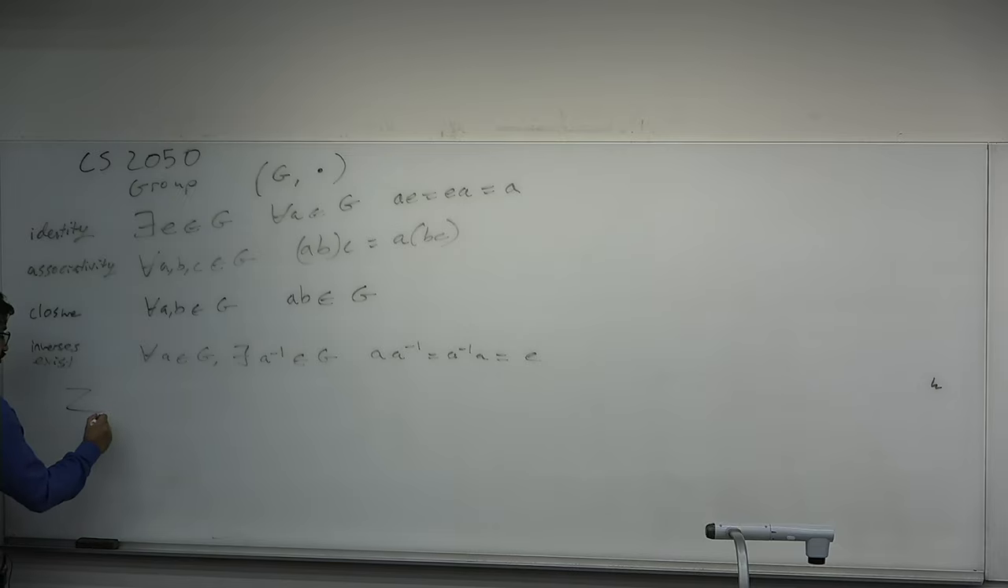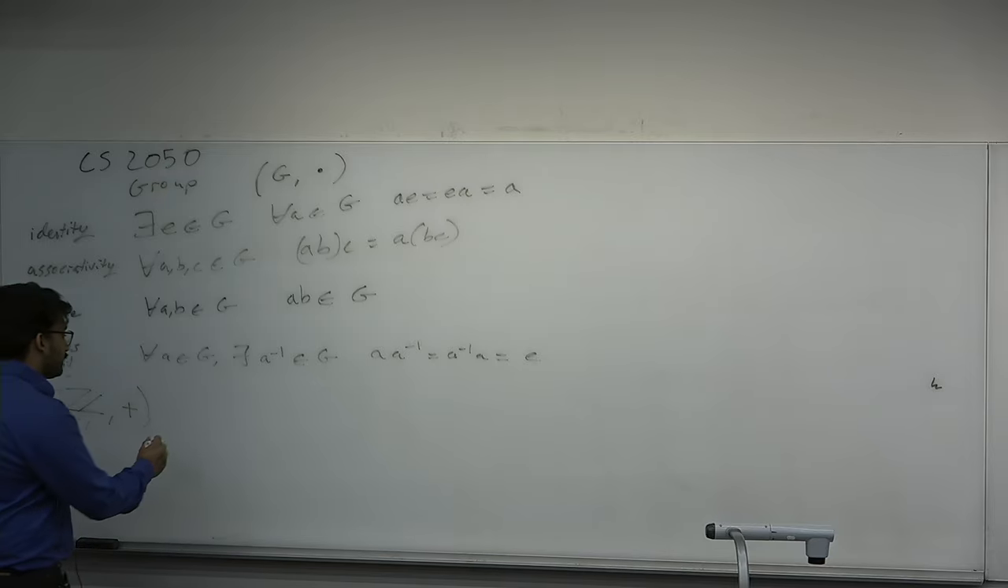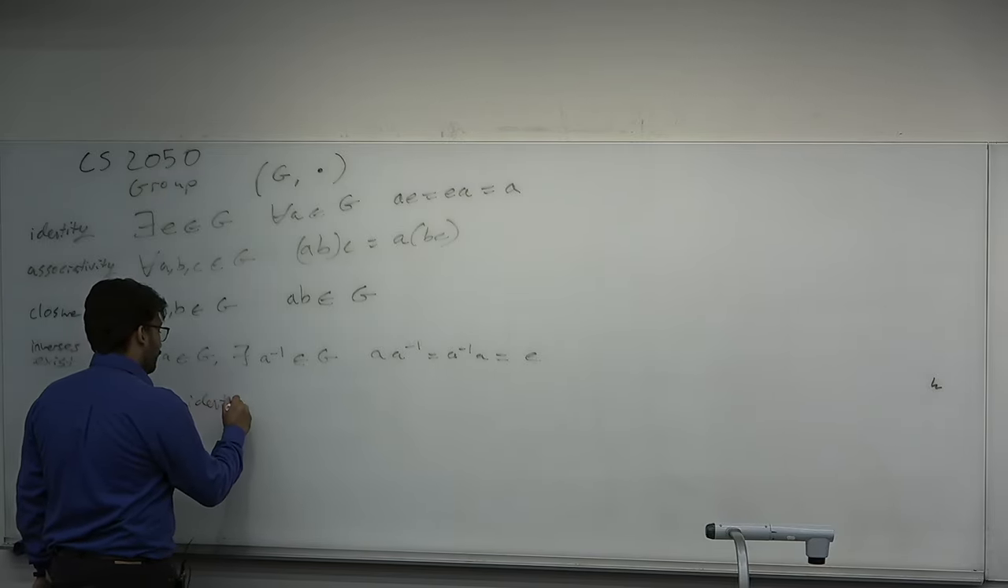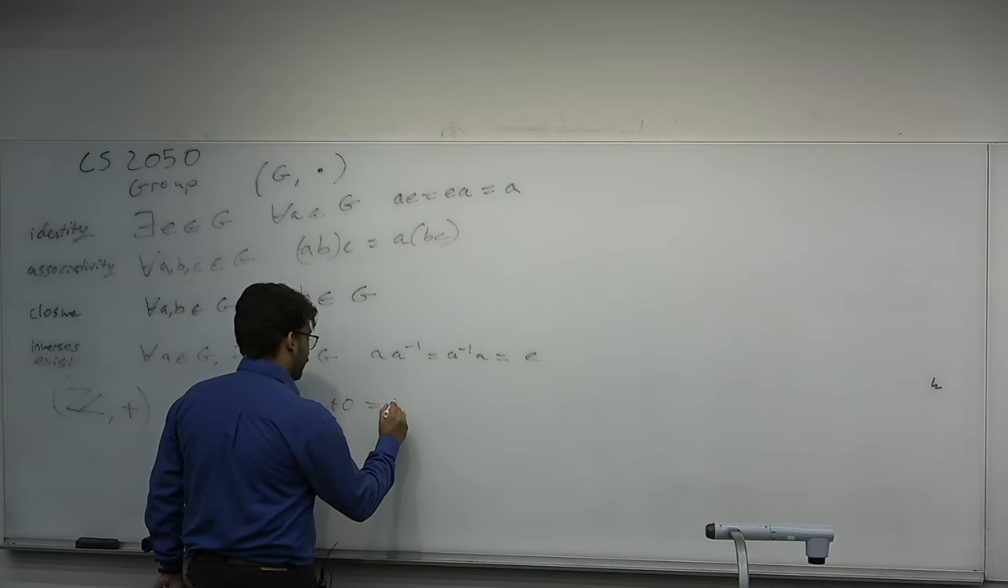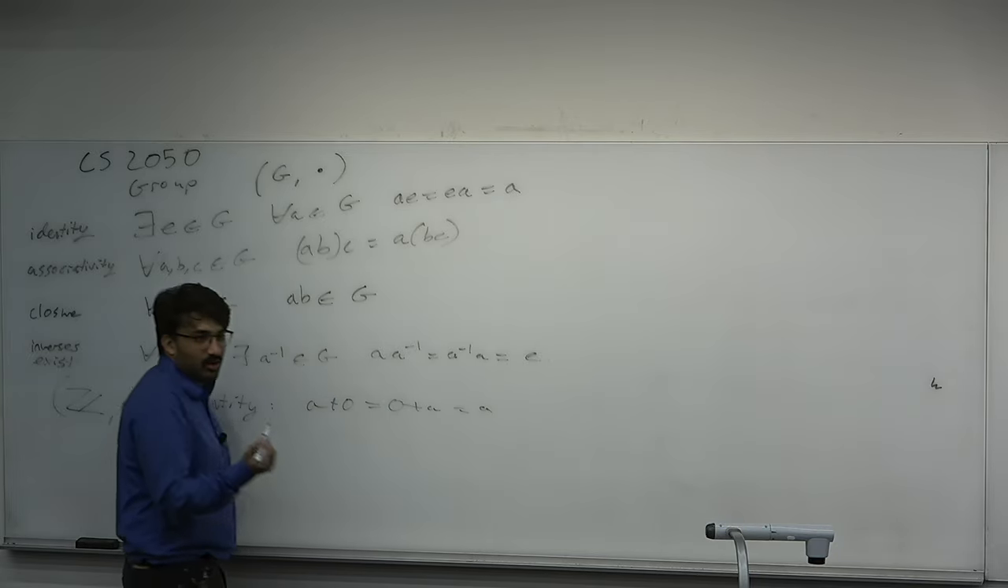Consider the integers, positive and negative numbers and zero, under addition. I claim that the integers under addition is a group. Although we defined it with a dot and multiplicative notation, here we're going to talk about addition. Why? The identity exists. What is the identity of the integers with respect to addition? A plus zero. A plus 0 is equal to 0 plus A is equal to A. So the identity is 0.